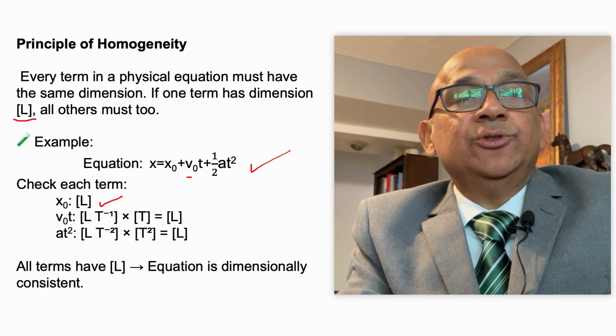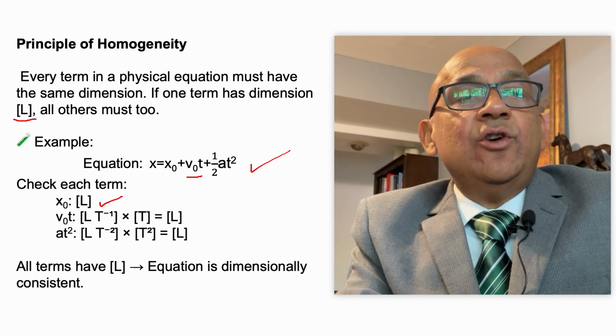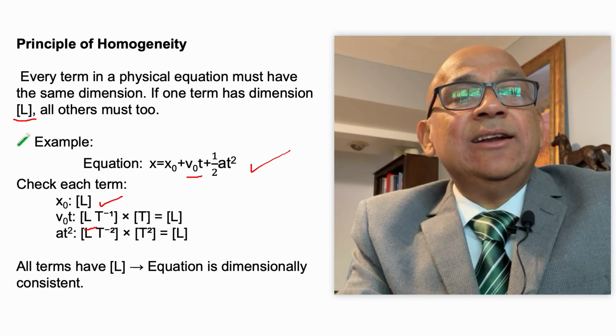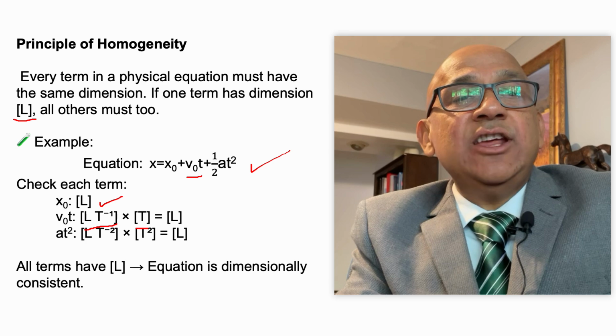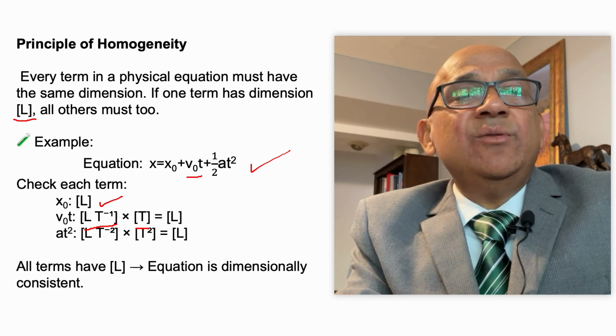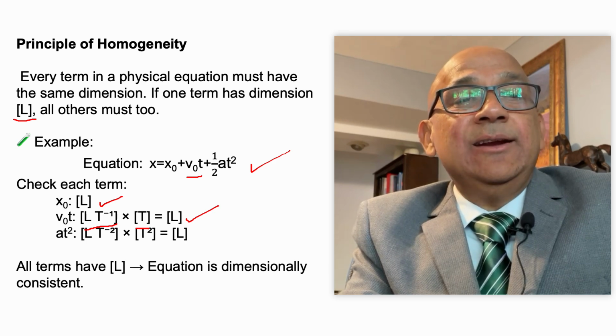v0t terms. v0 is the velocity, so it has a dimension of L t^-1, and small t here represents the time, which has a dimension of t. So when you combine all these dimensions, the dimension of v0t also comes out to be L.